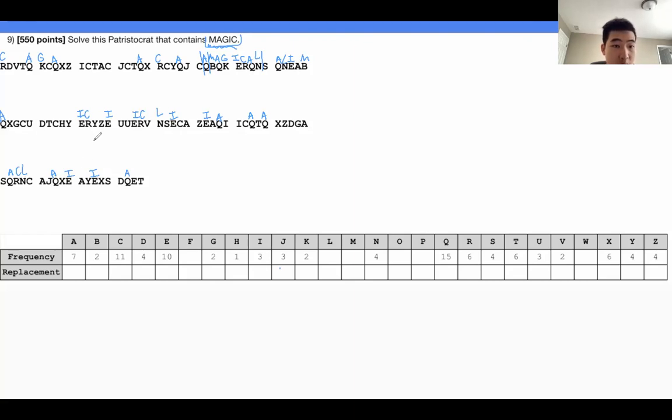Could the first word be courage? It was like C is E due to frequency, and then OUR. Yeah, that makes sense because you probably won't see CA and G in the same word unless it is courage.